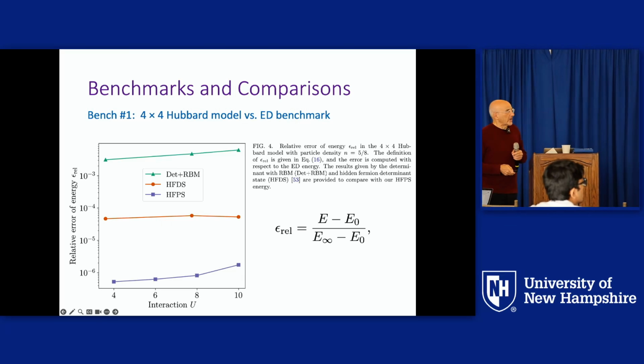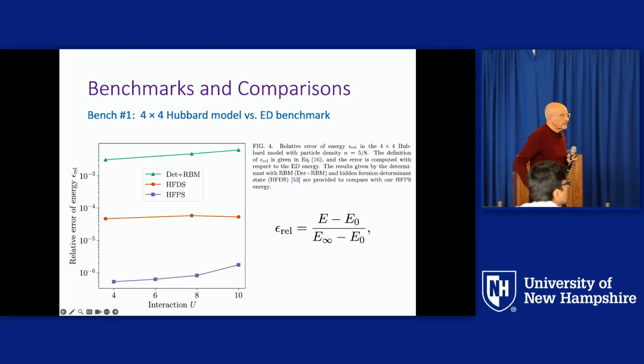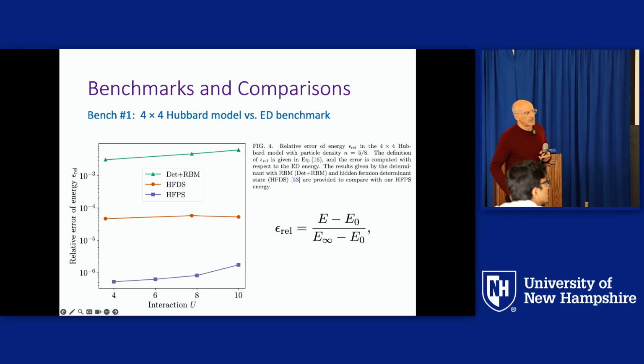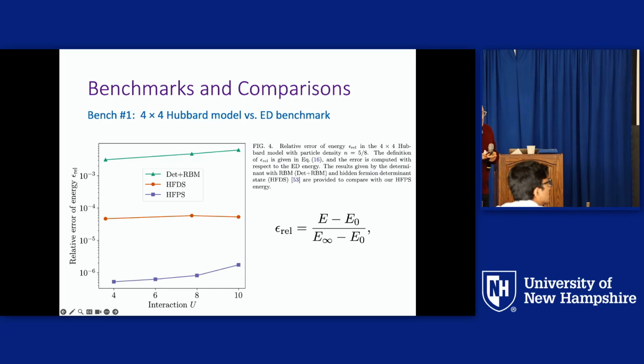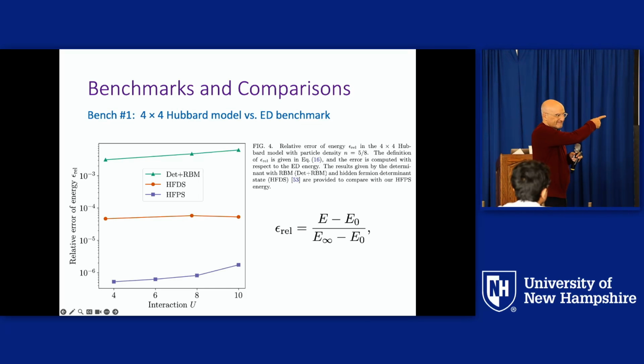That makes sense. I also have another question. Earlier you commented that the hidden fermions, so your determinant wave function, should in principle be able to describe the superconducting state. Is that a matter of practice? That's coming. Now come the results.